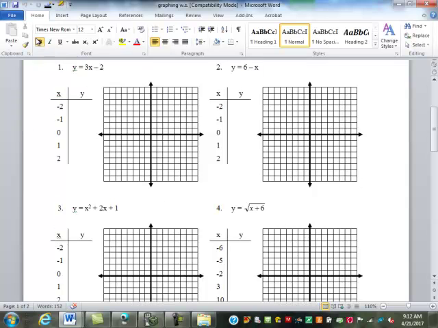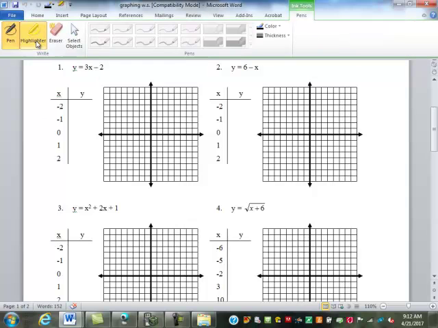Now, you can see I suggested numbers here for you. I just suggested numbers to use for x. You don't have to use those if you don't want to. You don't have to use all of them. You don't have to use any of them. You can use your own. I just put suggested numbers in there to help you get started on them.